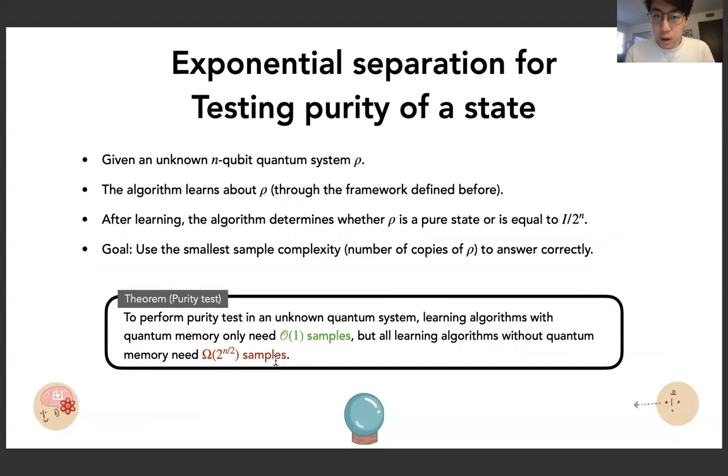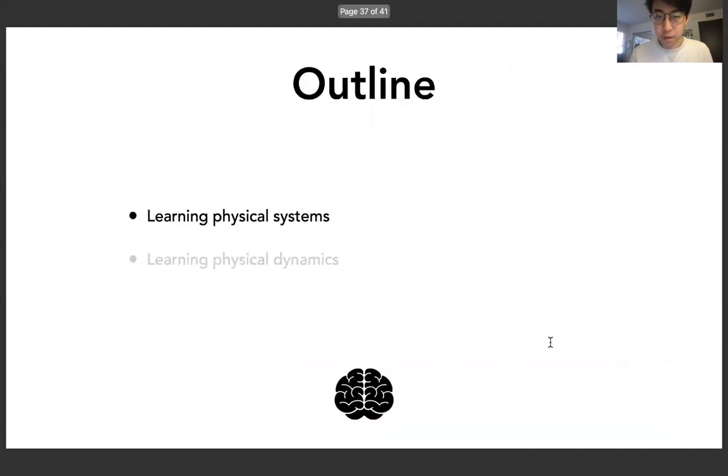A similar technique is also employed in establishing exponential separation for other tasks, such as testing purity of a state. In this task, the algorithm tries to determine if the underlying state is pure or is equal to the maximally mixed state. And here we have a separation of a constant for learning algorithms with quantum memory and exponential for learning algorithms without quantum memory. That concludes the discussion of the first part.